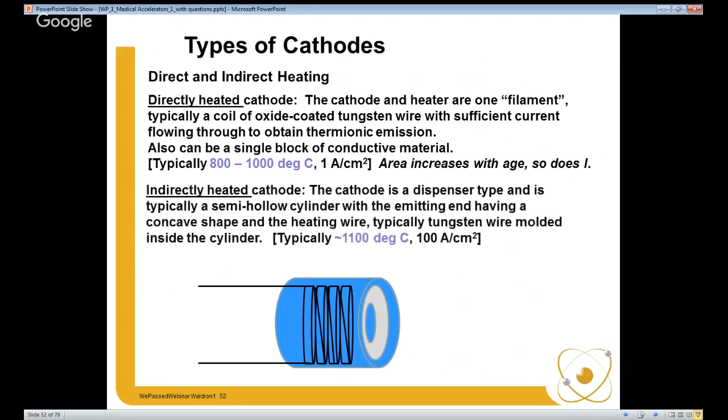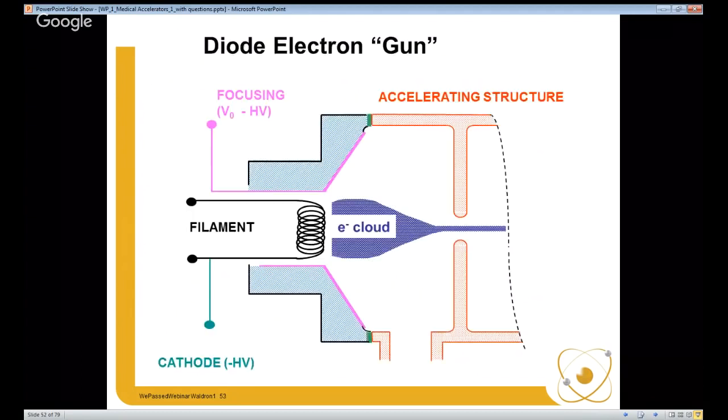An indirectly heated cathode is a dispenser type. And here I actually have 2 separate structures. The cathode structure itself is one part, and then inside of it is a hot filament which heats it. And these run closer to 1,100 degrees centigrade, and of course have a higher emission per surface area. And of course, there's a little graphic of that.